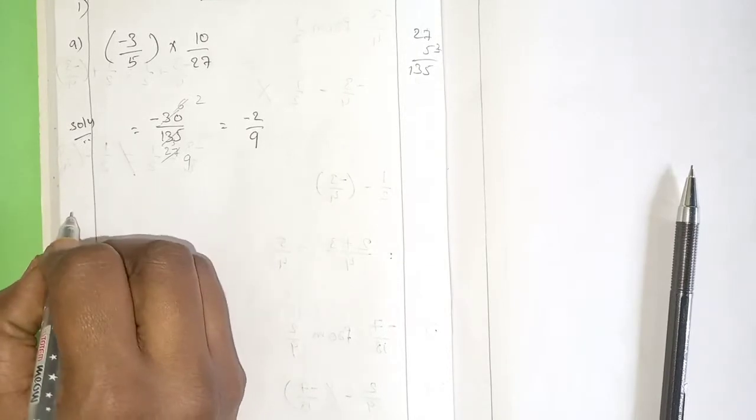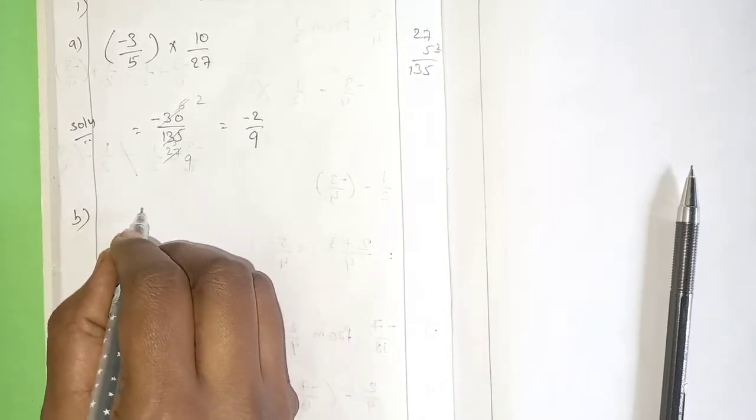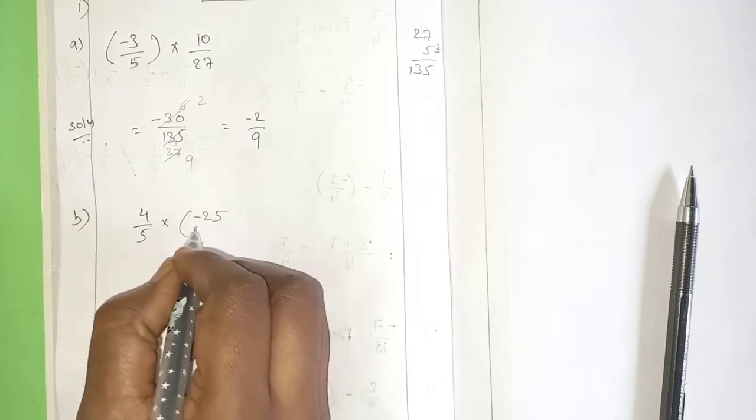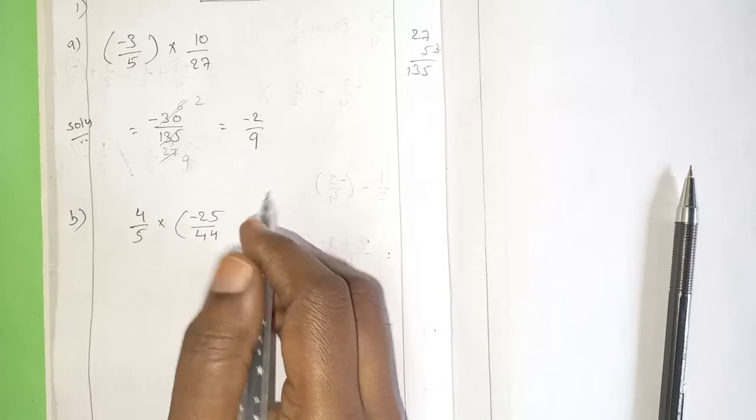Same way, B. 4 by 5 into minus 25 by 44.